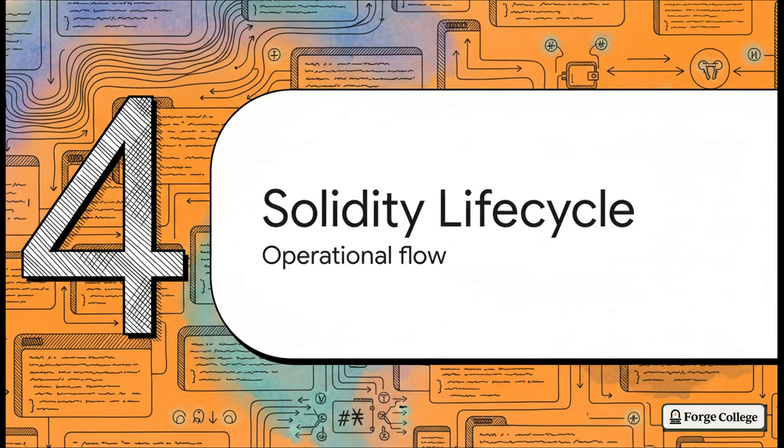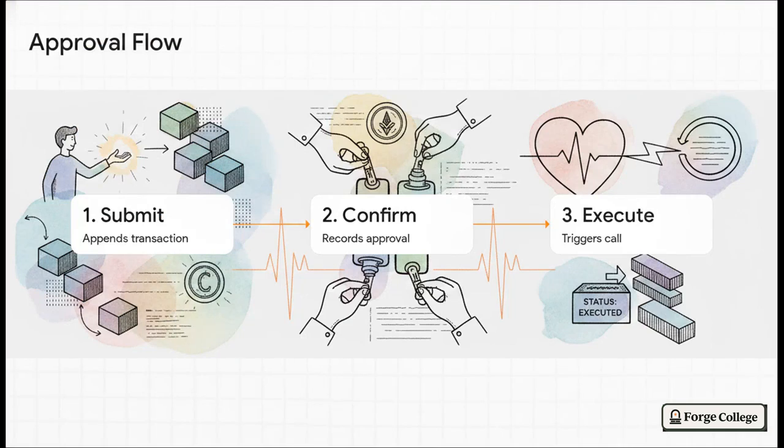All right, let's shift gears to Section 4, the Solidity skeleton lifecycle. Let's look at the schematics for how a transaction actually moves through the system. We know the patterns now, but what does the operational flow look like from a Solidity perspective? Well, this right here is the 3-step heartbeat of our multisig.